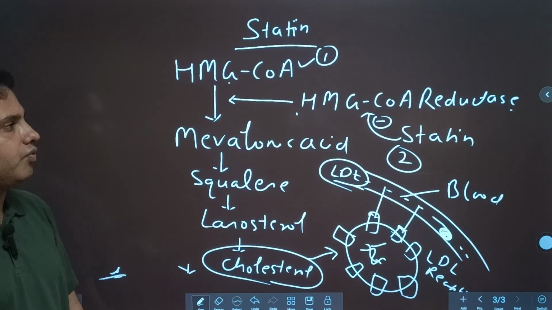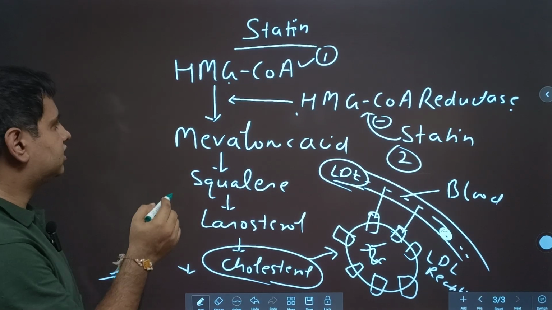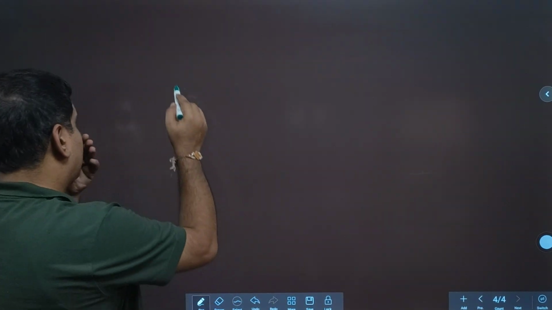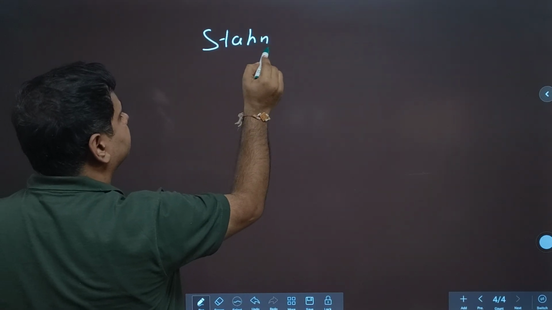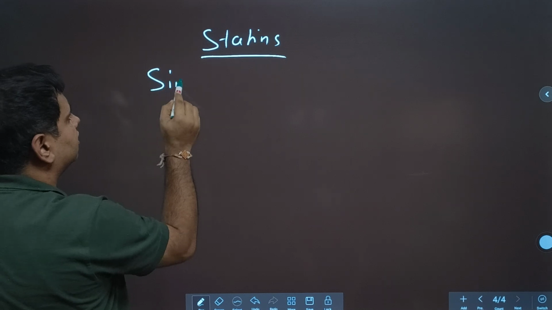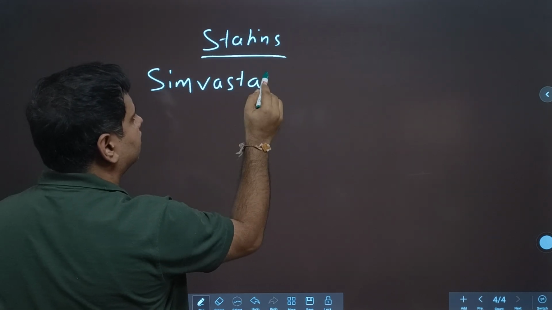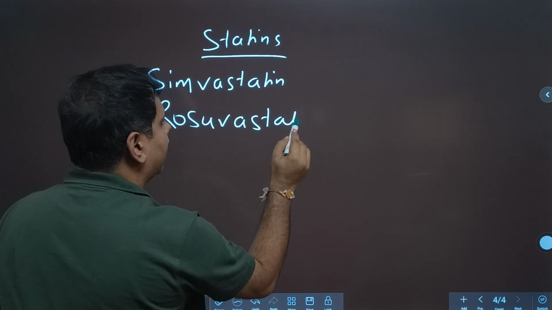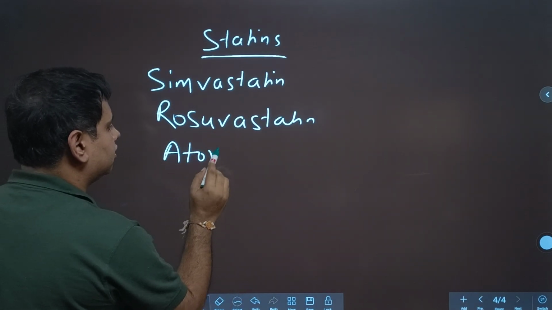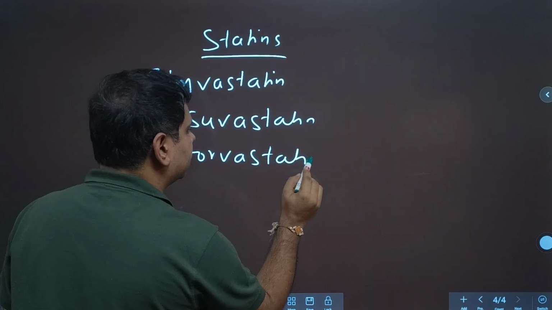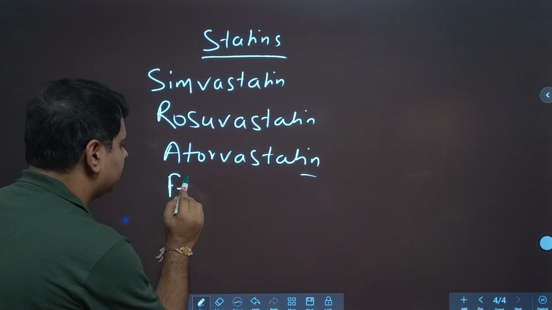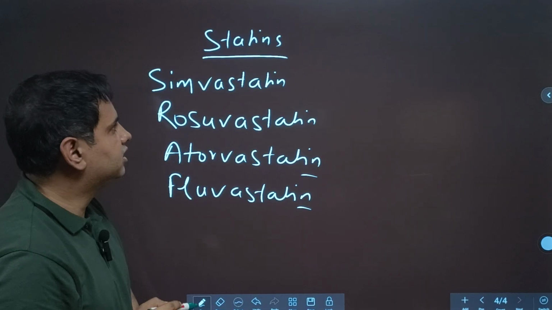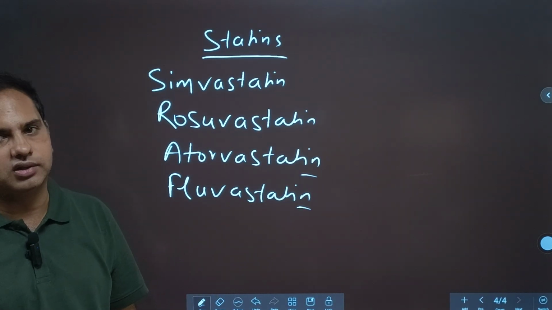So this is your mechanism of action of statin, how statin works. So under statin there are various drugs. If we talk about the drugs, there are various statins like simvastatin, rosuvastatin, atorvastatin, there are so many statins, fluvastatin, right. So, drugs which end with statin, these are the HMG-CoA reductase inhibitors, right.